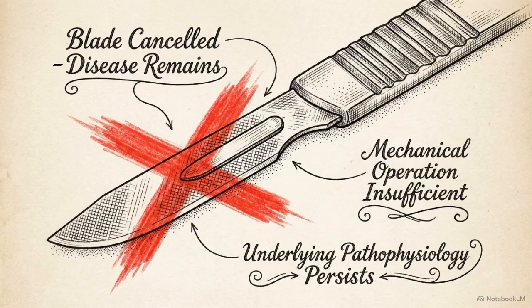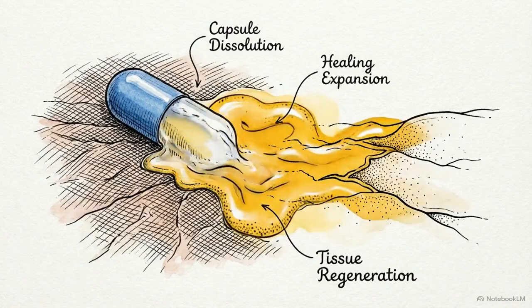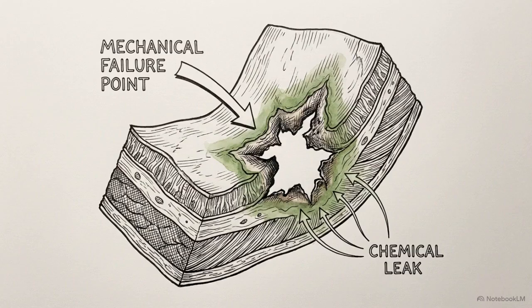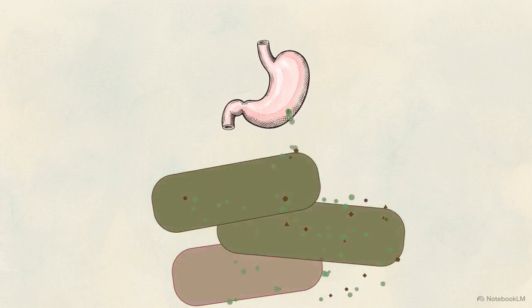The operation does nothing to cure the underlying ulcer disease. It only mechanically secures the artery, keeping the patient alive long enough for pharmacological therapies to permanently heal the tissue. The second major mechanical failure is a full-thickness perforation. The ulcer burns a hole completely through the gastric or duodenal wall, spilling acidic contents and food debris directly into the sterile peritoneal cavity.